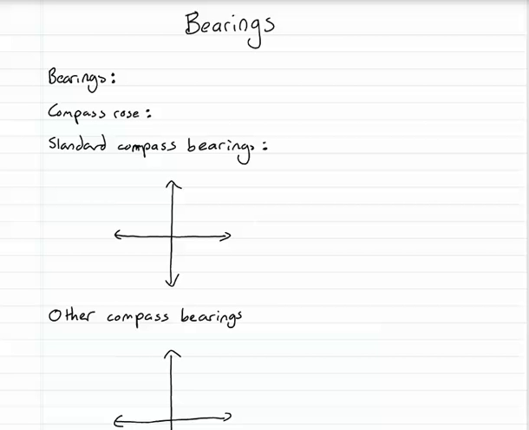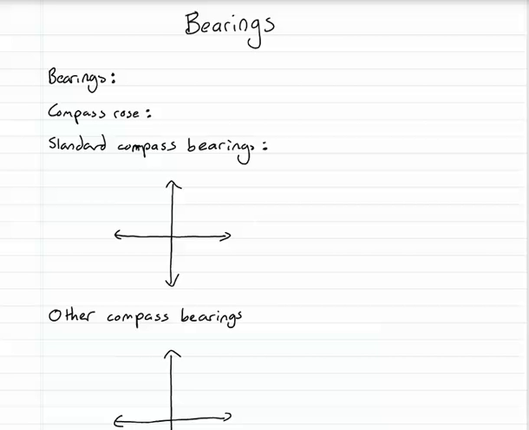Bearings. Bearings are navigational directions, and they are an angle, generally an angle away from north, but there's a few different ways to look at this. They are extremely useful for navigation and will solve a lot of problems using them.